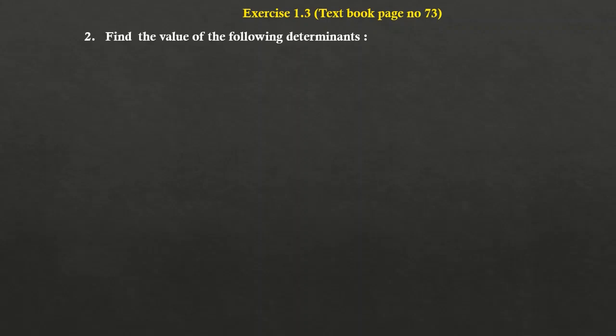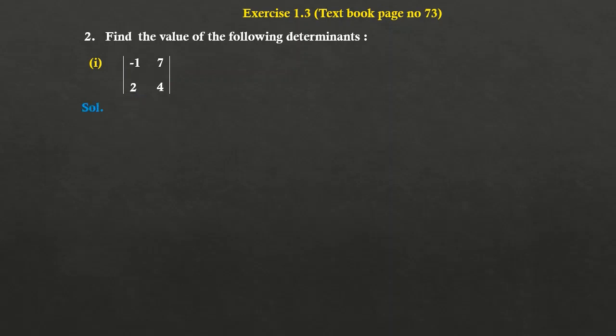So find the value of the determinant. The first question is: in the first row, this is your first row, we have -1 and 7. In the second row we have 2 and 4. We have to simplify the value of this determinant.